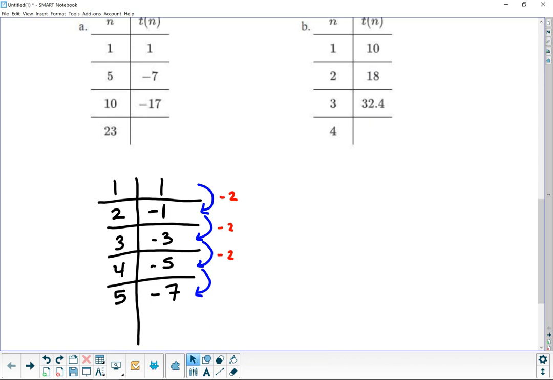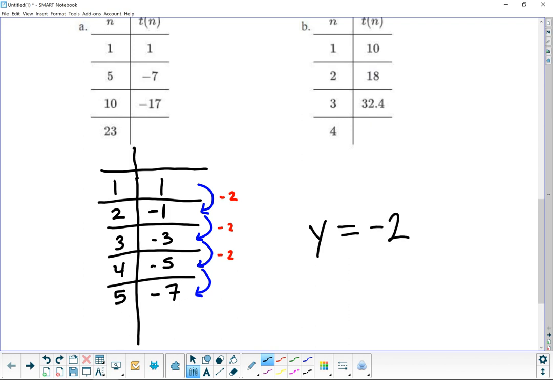Okay, and I'm actually going to go ahead and write an equation because this looks like it's pretty difficult if I don't write an equation because I have to go all the way to 23 or 10. So remember, we talked about this in class, but if I want an equation, I can write it as y equals, and then what's going on? Well, it's -2 that's going on. So -2x, and then to get my last thing, I need my 0 term.